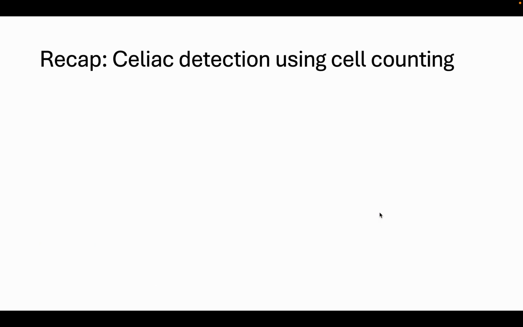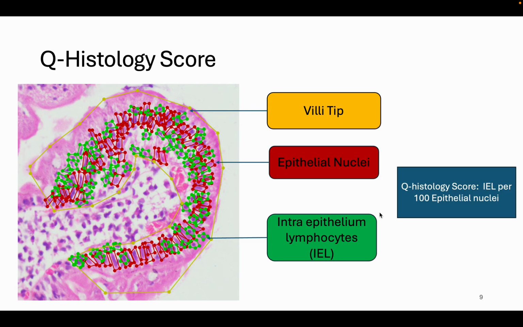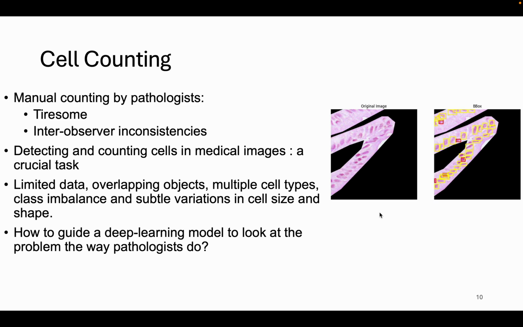In the previous meeting, we talked till the cell counting problem, where we identified that at the tip of villi, there are two types of cells, IELs and epithelium nuclei, and we compute the Q histology score for them, that is IELs per 100 epithelium nuclei. We know that the manual counting is tiresome and often leads to inter-observer variability.